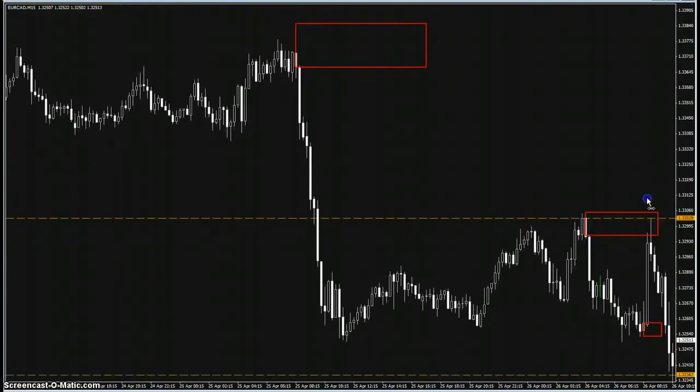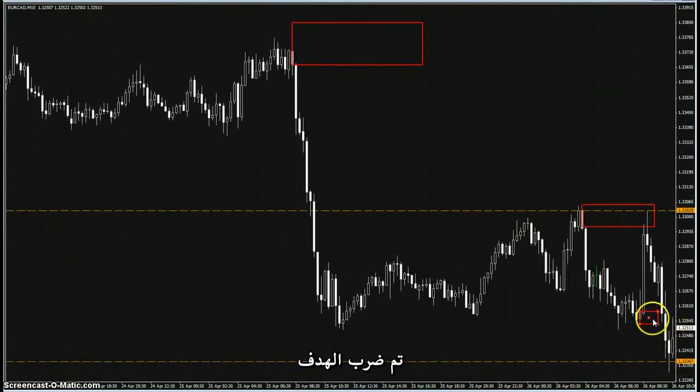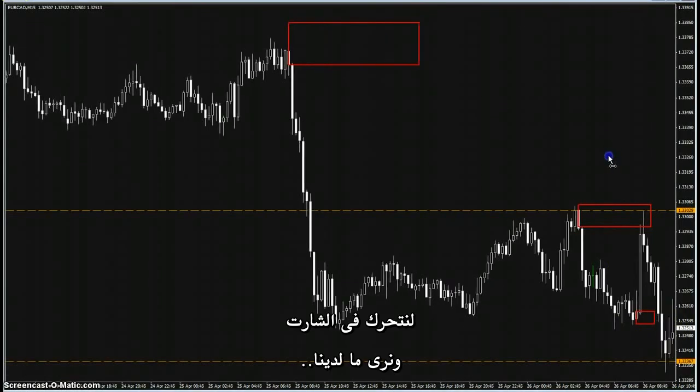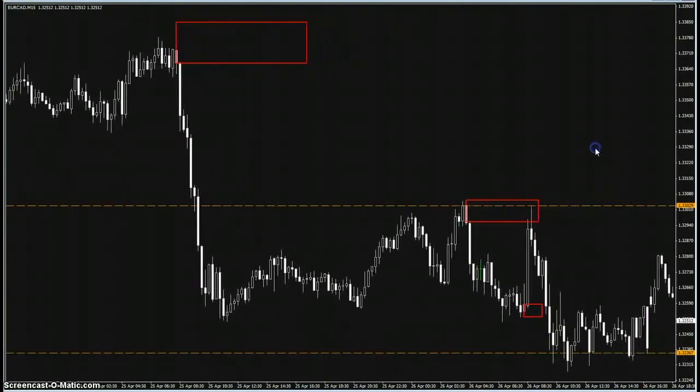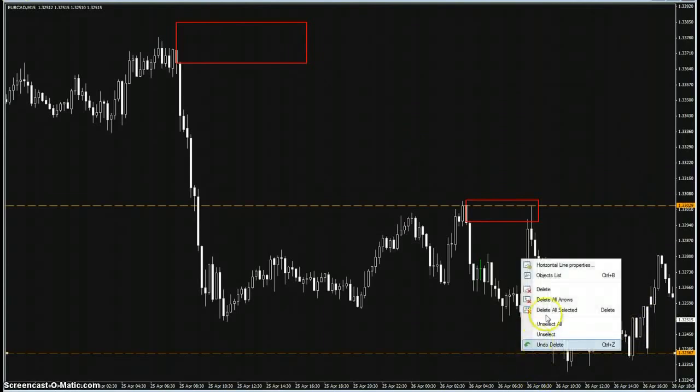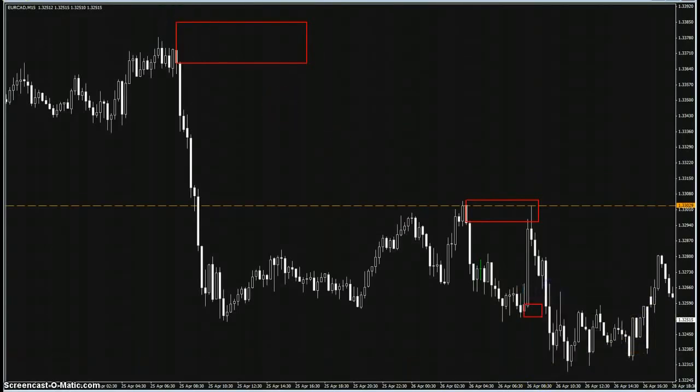So let me just go further down. All right, so target was hit, and so I would have gotten out right here. That's a good trade. Now let's just keep going further here, see what we see. Okay, so here's another demand level that formed right here. So what do we get here? We get our first decent reaction from this drop, our first significant swing up.